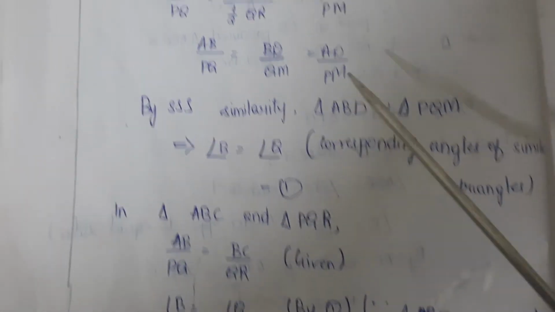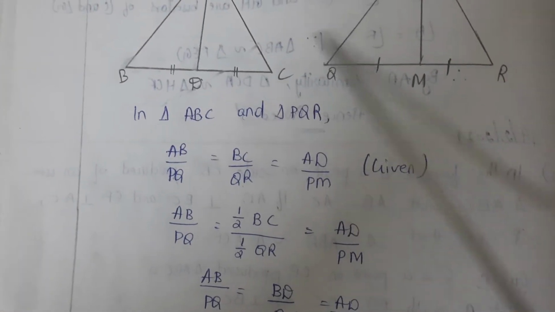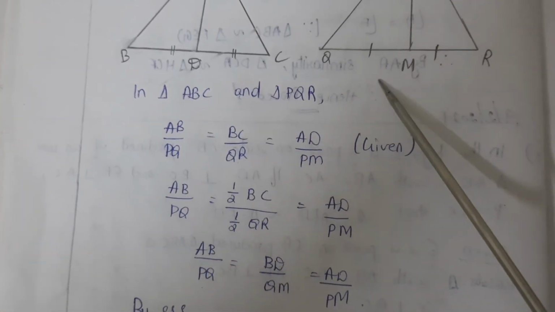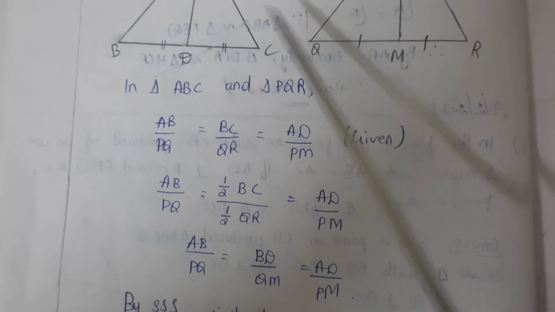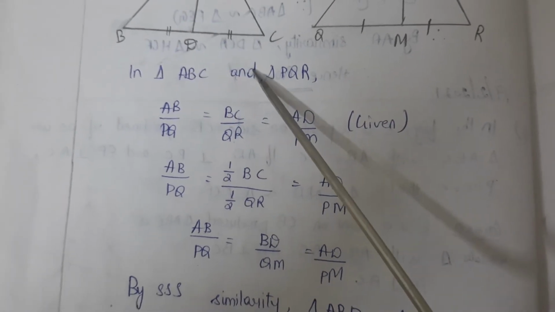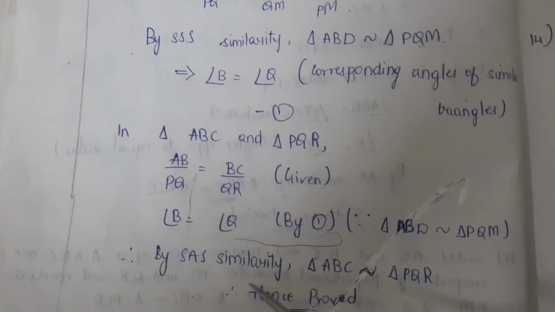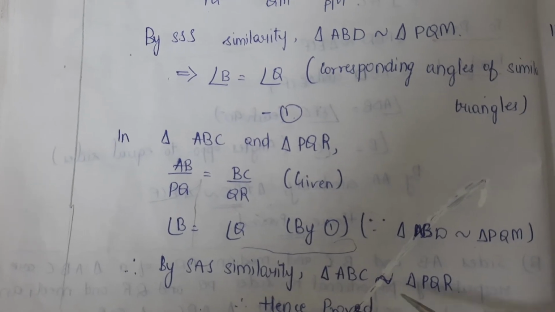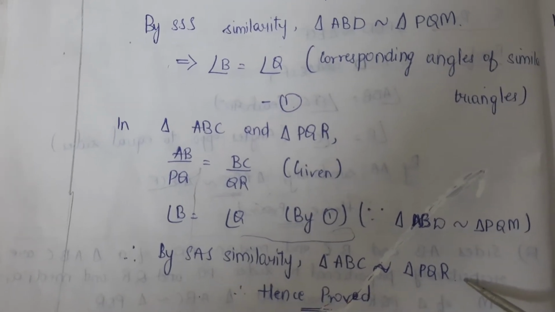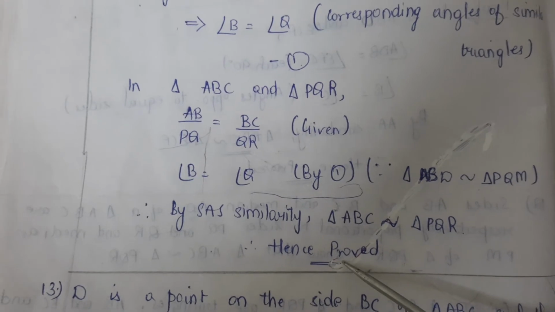So two sides and one angle, that is AB by PQ and BC by QR, and this B and Q are equal, means it is SAS similarity. So now we can write by SAS similarity, triangle ABC is similar to triangle PQR. So we have proved it.